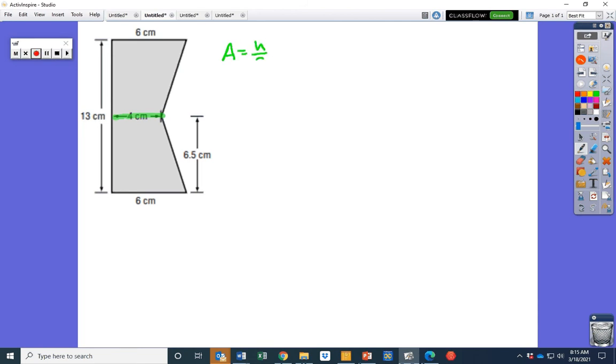Height divided by 2 times base 1 plus base 2. Good. So let's plug in some numbers here. What's the height of this? I'm looking at this trapezoid right here. Okay, I'll highlight it so you know which one I'm talking about.